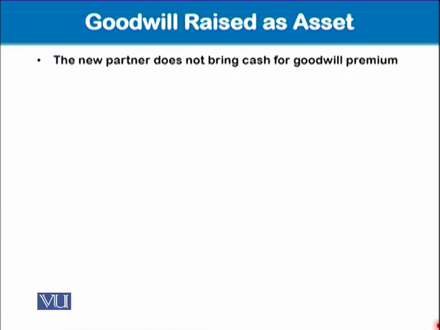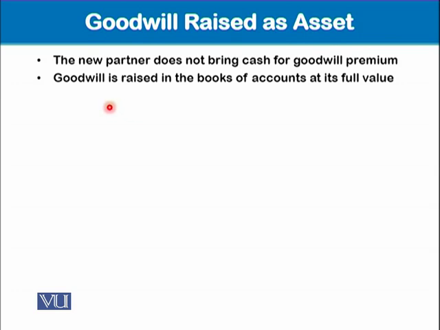So the scenario over here is that goodwill is raised as an asset, and the new coming partner is not bringing cash for goodwill premium. This is in fact the reason why we are raising goodwill in our firm's books as an asset. And goodwill is raised in the books at its full value. This is something that we will do.